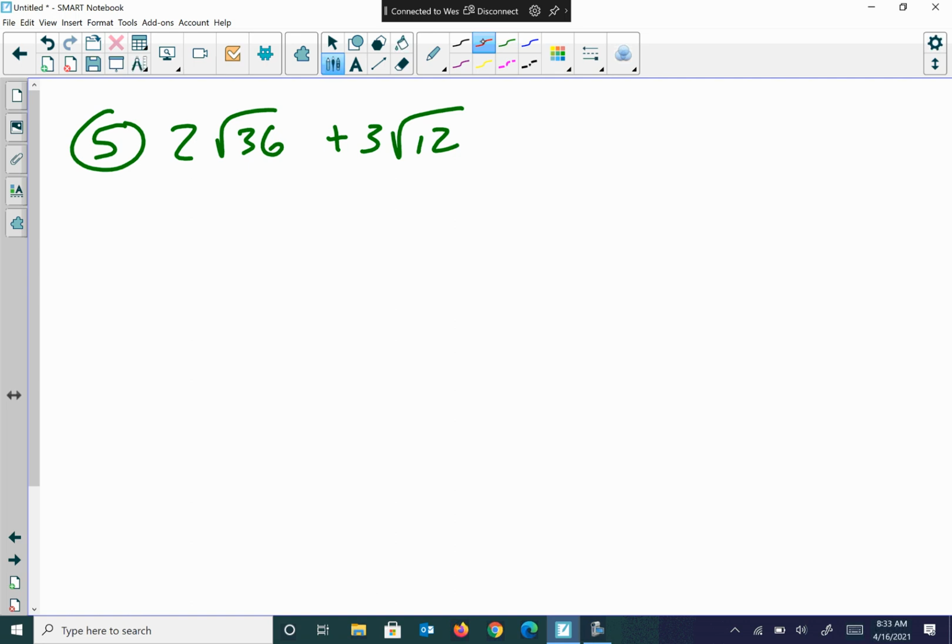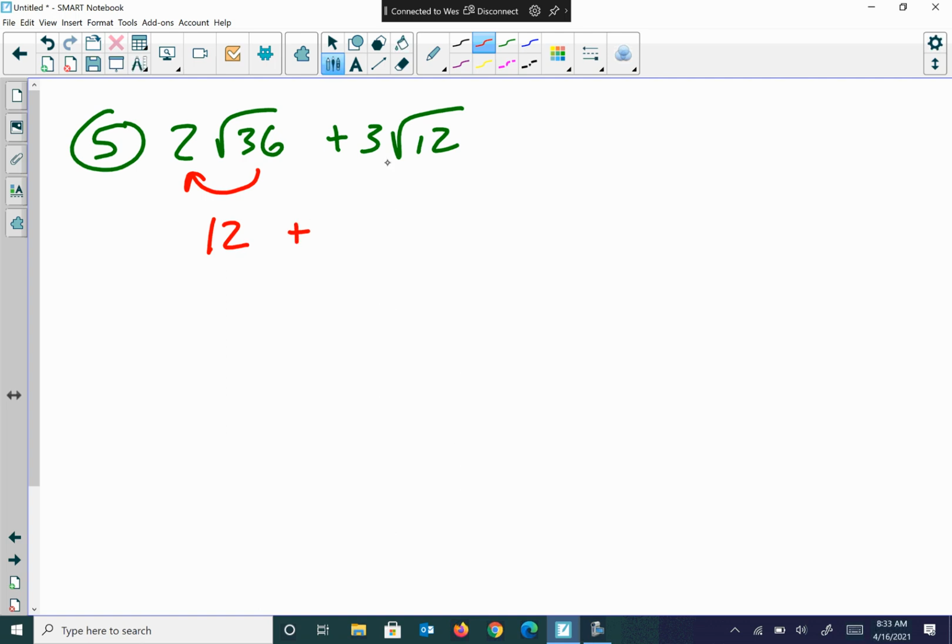Hey, friends, is root 36 a perfect square? Yeah. So what's the square root of 36? What does it do to that 2? Multiply. So I get a 12 there. Hey, where'd the radical go? Well, the square root of 36 is 6. There's nothing left behind on that one.